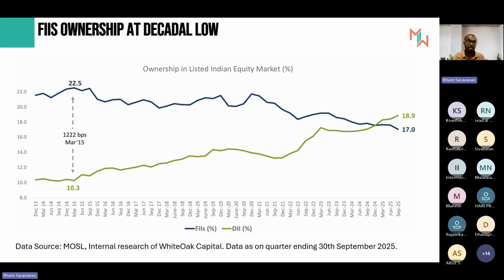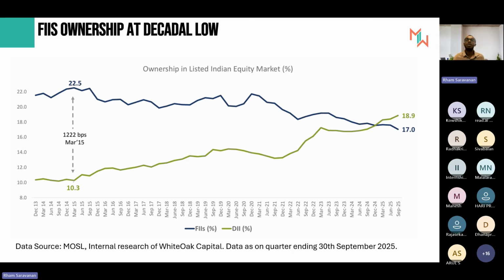This chart clearly shows that while FIIs have been reducing exposure over the years, DIIs have been steadily increasing their stake. You can see, almost in a straight line, this reflects a major shift, like a maturity of the Indian market. The domestic money today is not hot money, it's long-term patient capital. So the important thing to look at is why FIIs have reduced their ownership.